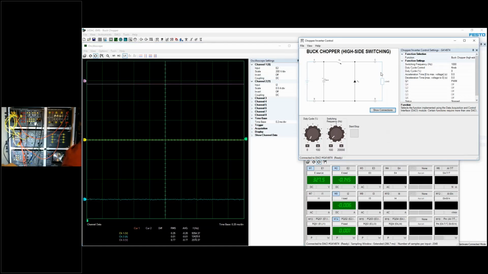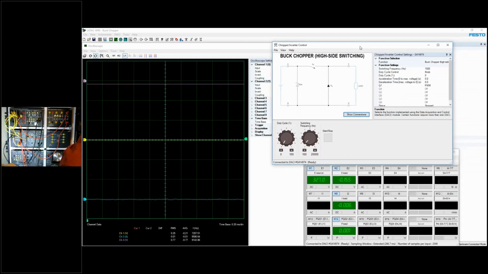The buck chopper function here is the one we will be using. So I will introduce you to this window. You can see at the top that we are in the chopper inverter control window. This refers to a set of functions that we provide with the software that will allow you to implement multiple power electronic circuits. Here is the complete list of functions that are available through this function set.